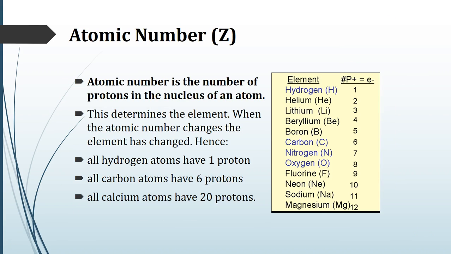The atomic number is the number of protons in the nucleus of the atom. It determines the element, so when the atomic number changes, the element has changed. So we go from hydrogen having 1 proton, helium would have 2. By the time we get to 6, we're at carbon, calcium has 20. So every time we add a proton into the nucleus, we change the element, which is a critical thing to remember, and to remember that its symbol is Z.